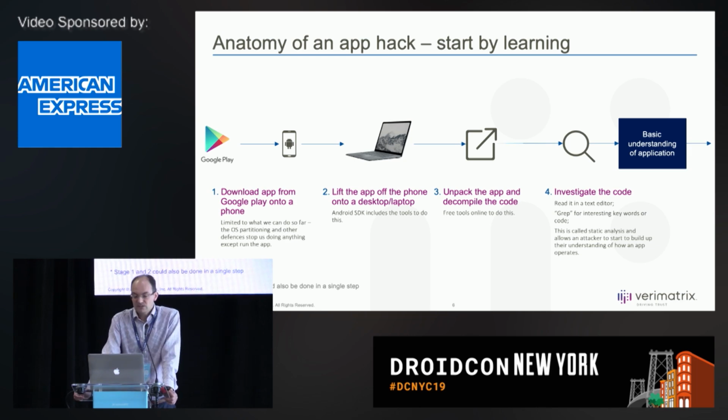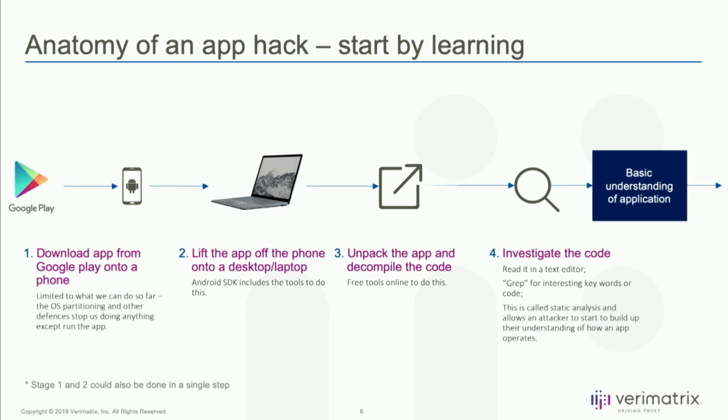So the first thing any attacker will do when they're looking to get into an application is to understand it. If you don't understand something, it's hard to attack it. So they start with an approach which is known as static analysis. It's basically reading the code. So they will download your application, either from Google Play, or maybe they'll find it on one of the APK download sites. But they'll very quickly get it off the phone and onto a desktop computer or a laptop.